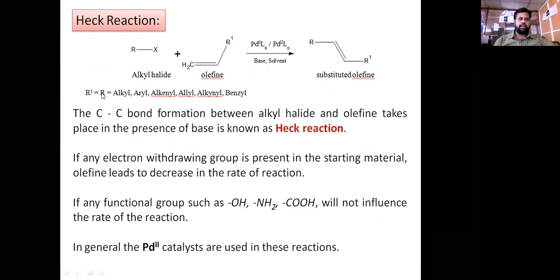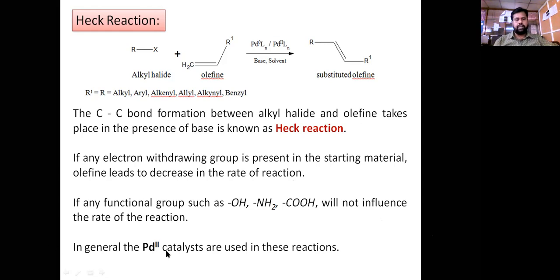So here you can use the R and R dash means alkyl groups as alkyls, aryls, alkenyls, as well as allyls or benzyls. So the C-C bond formation between alkyl halide and olefin takes place in the presence of a base is known as Heck reaction. If any electron withdrawing group is present in the starting material, olefin leads to decrease the rate of reaction. If any functional group such as OH or NH2 or COH group, carboxylic or amine group or alcohol groups will not influence the rate of the reaction.